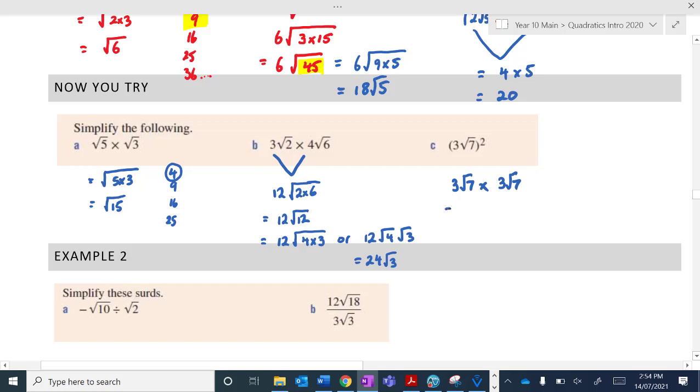Now, 3 3's are 9. So let's do the numbers out the front first. Root 7 times root 7, though. Hopefully you're getting the hint that root 7 times root 7 is the same as root 7 squared. Square and square root cancel. We're left with 7. Or if you do it the other way, 7 7's are 49. The square root of 49 is 7. Okay, so either way you want to do it, that's okay. So 9 7's finally are 63.